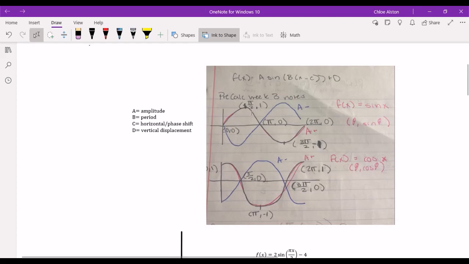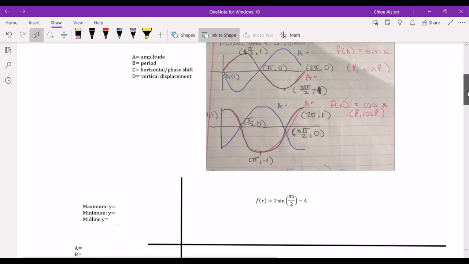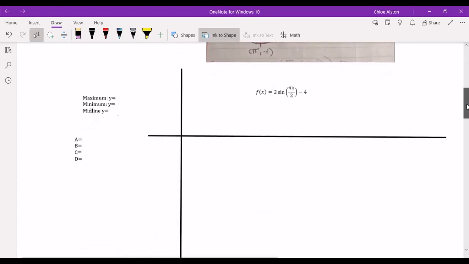Then if you look to the right, you can see the parent functions for the sine and cosine, and you can see the positive and the negative version of each. You can see that the cosine is the shifted version of the sine, because where pi over 2 comma 1 is, that correlates with 0 comma 1 over here for our cosine. And now we have enough information to go ahead and get started.